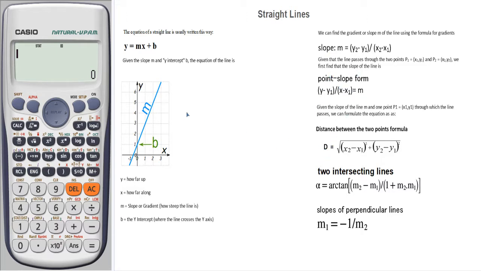Now to find the distance or the length of the line between two points, you use this formula here, and all these formulas are also given in your FE manual, and you'll have these in your exam as well. To find the angle between two lines, you use arctan of gradient 2 minus gradient 1, all divided by 1 plus gradient 2 times gradient 1. And for perpendicular lines, m1 is equal to minus 1 over m2.